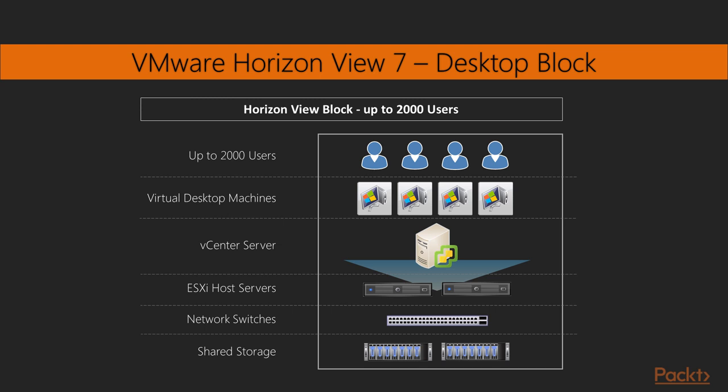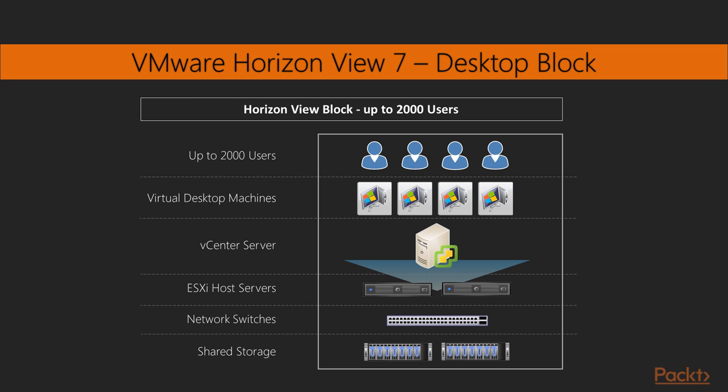A Horizon View block is designed to support up to 2,000 users and contains all the infrastructure that is required to resource these virtual desktop machines. The desktop block also contains a vCenter server, ESX host server, networking, and storage. The ESX hosts will need to be sized with enough resources and capacity that is required by the virtual desktop machines. So, enough memory, CPU, and any additional requirements such as GPU cards.